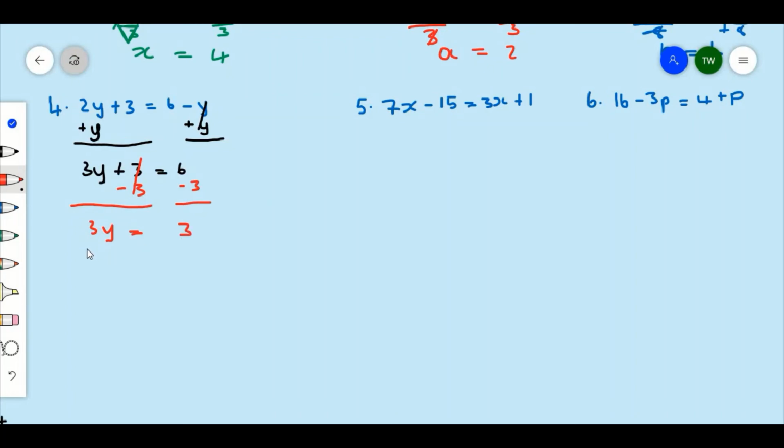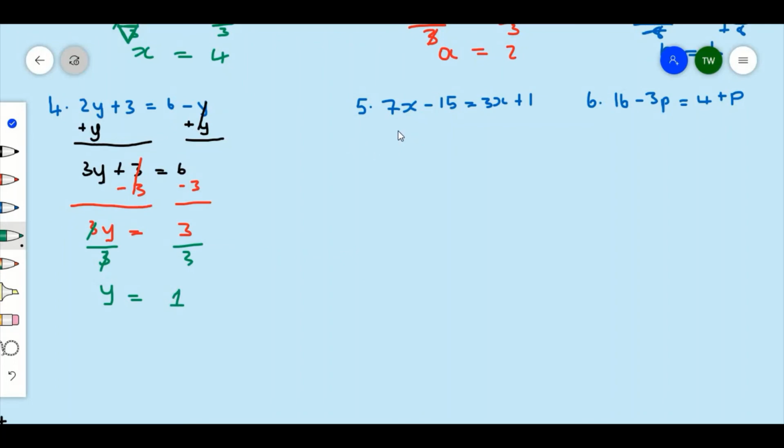All we need to do is to now get rid of this 3 that is multiplying the y. In order to do that, we need to divide both sides by 3. 3 here will cancel out 3. Therefore, y is going to equal 3 divided by 3, that's just 1. So y is going to equal 1.